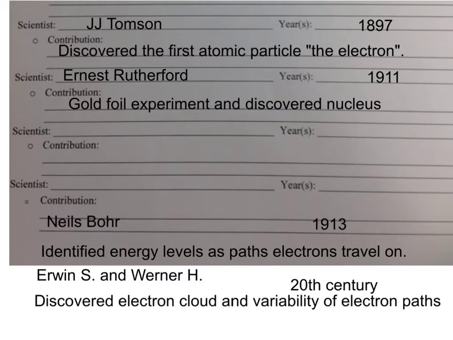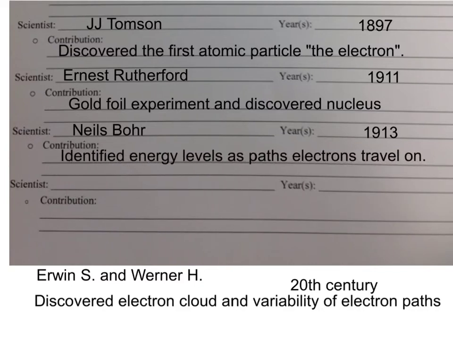Niels Bohr would be the next scientist. This gentleman lived a few years later than Mr. Rutherford, and he identified paths that electrons traveled on. His atomic model, known as the Bohr model, named after himself, is still used today as a way to explain the different structures of an atom, even though it isn't completely and technically correct.